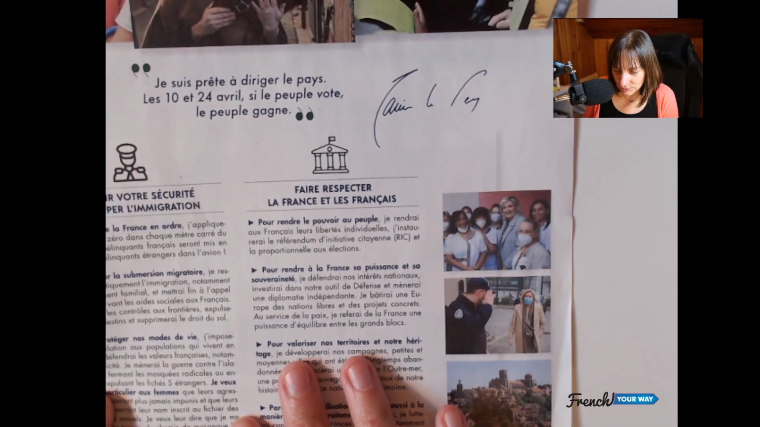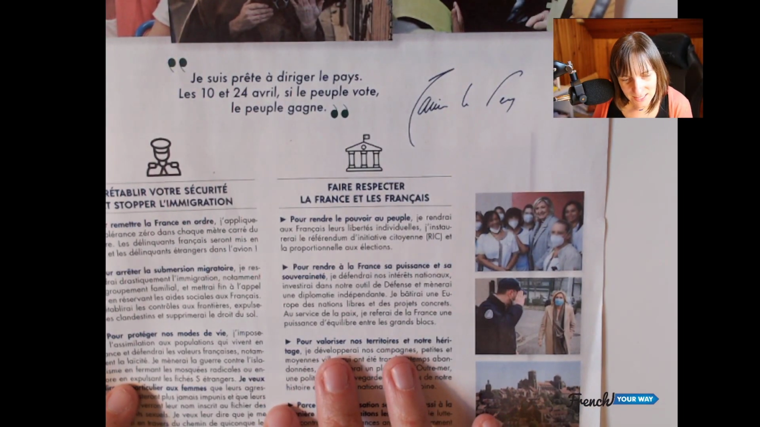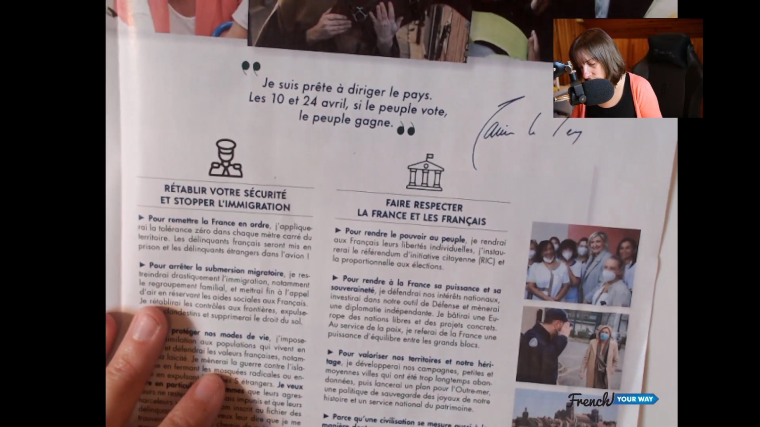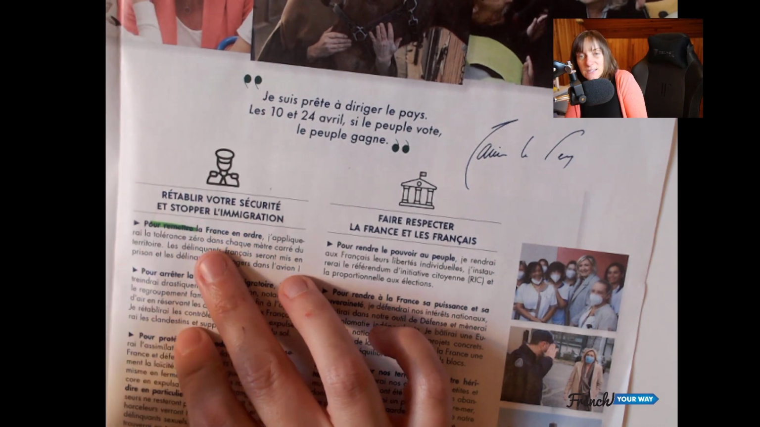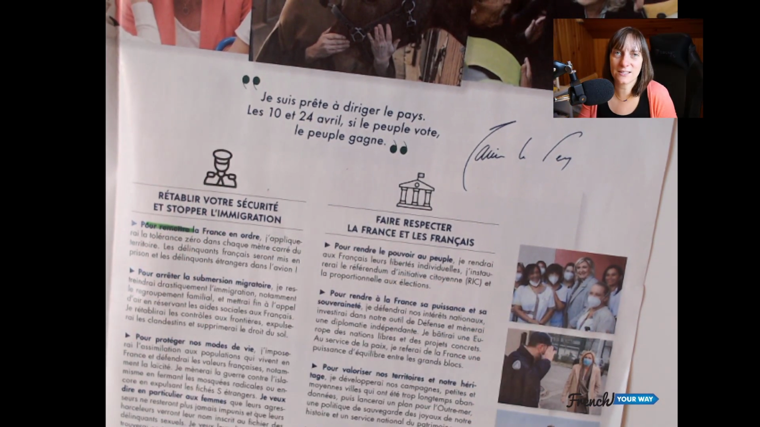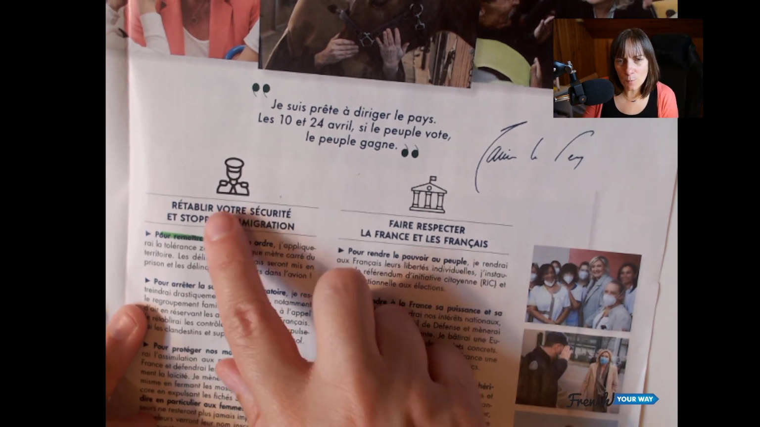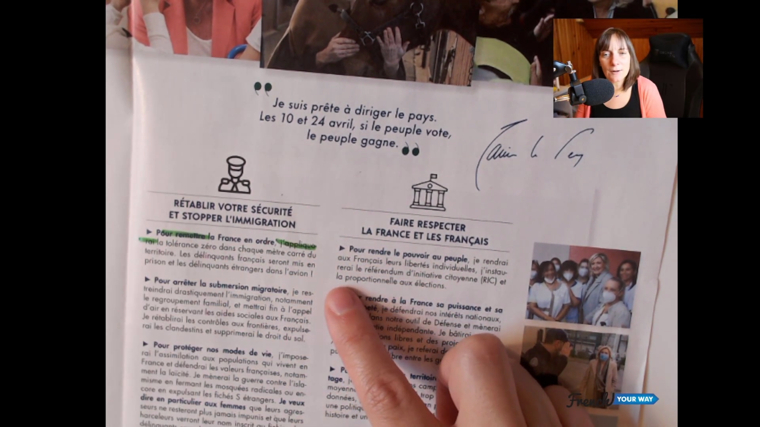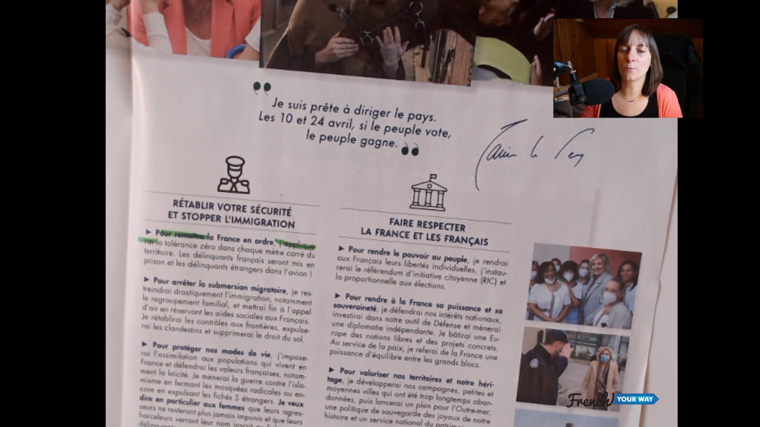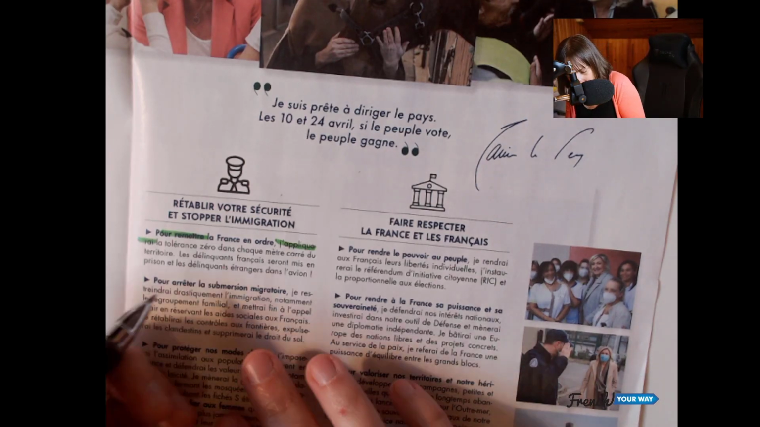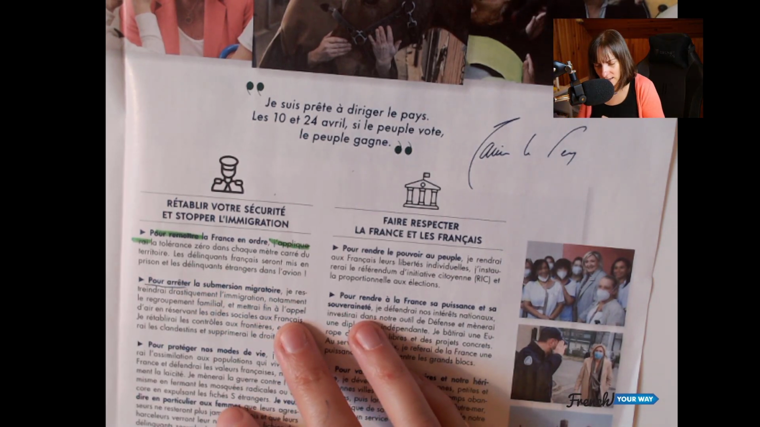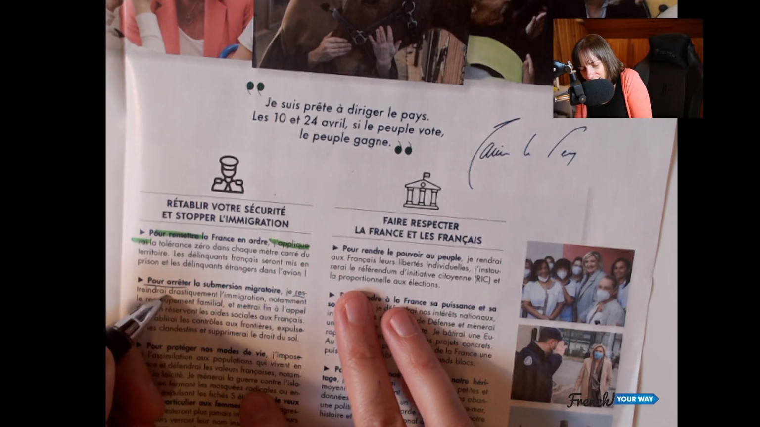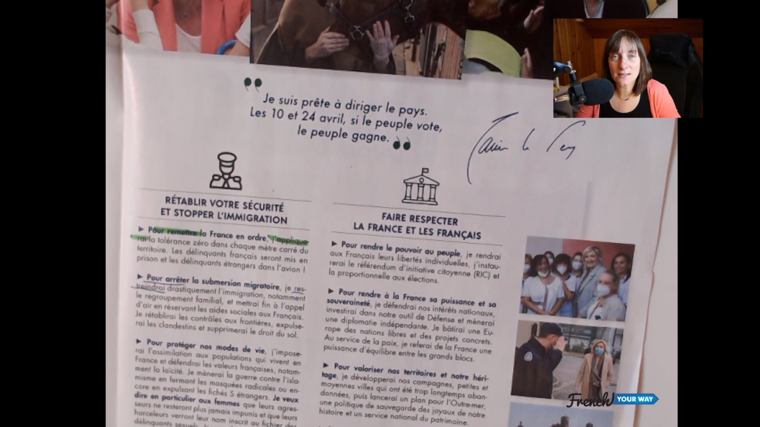What did I want to say here about Marine? Just like Emmanuel Macron, in fact, the use of pour plus the infinitive, because after pour, a preposition, you need an infinitive, but that's the goal. So in order to reach this goal, pour, par exemple, pour remettre la France en ordre, and then the futur simple, this is formal, a commitment, a promise. I will apply zero tolerance. Pour arrêter la submersion migratoire, je restreindrai, so I will restrict, I will do this, I will do that. So futur simple.